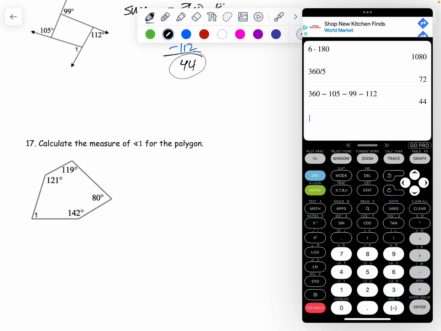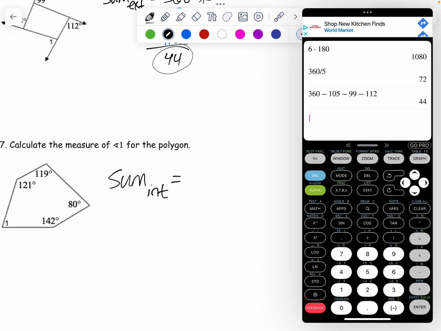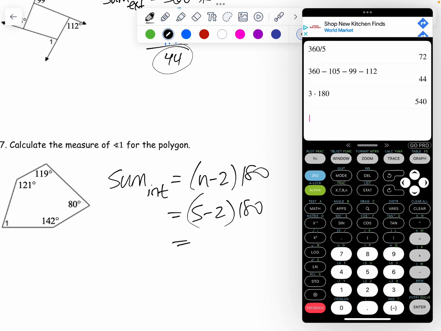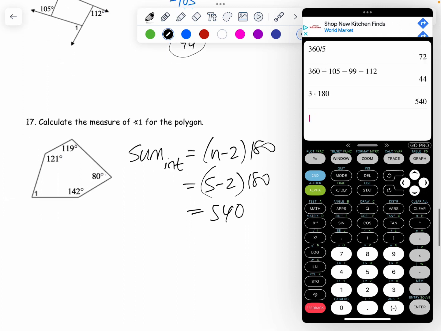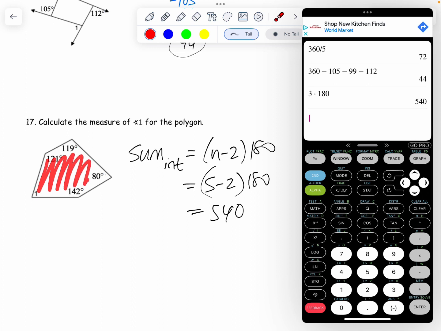Okay, so I need to figure out what they all add up to. And I have a formula, sum, but this time they are interior. And there's an actual formula for it. It's not 360. Remember, it's n minus 2 times 180. And since there's 5 sides, I'm going to do 5 minus 2 times 180. 5 minus 2 is 3 times 180, which gives me 540. That means that when there are 5 sides, all of the interior angles, because these angles are all on the inside of the shape, all of the interior angles add up to 540.